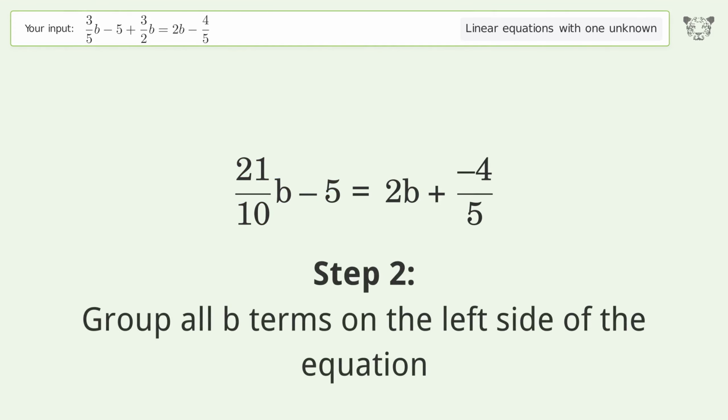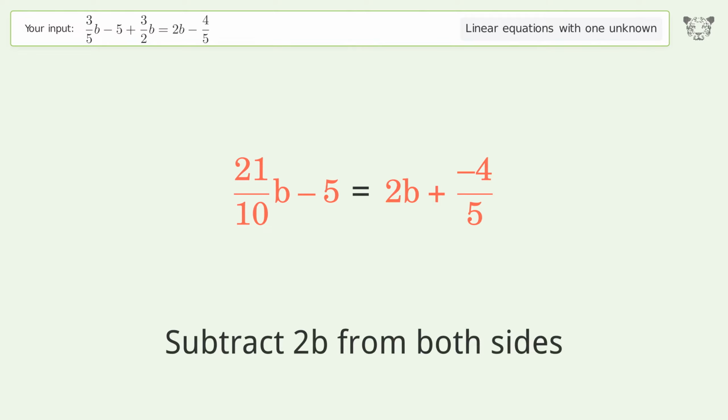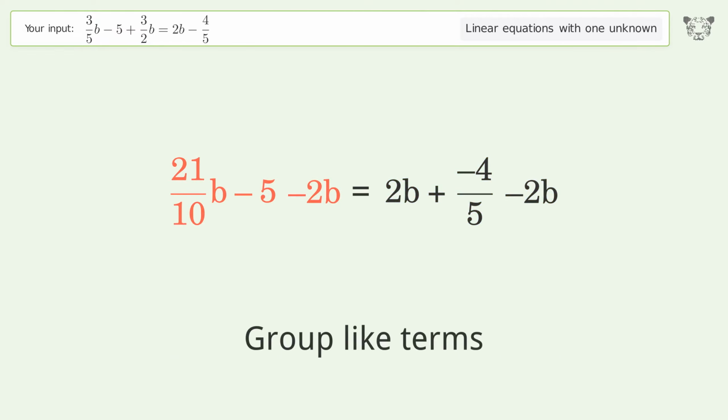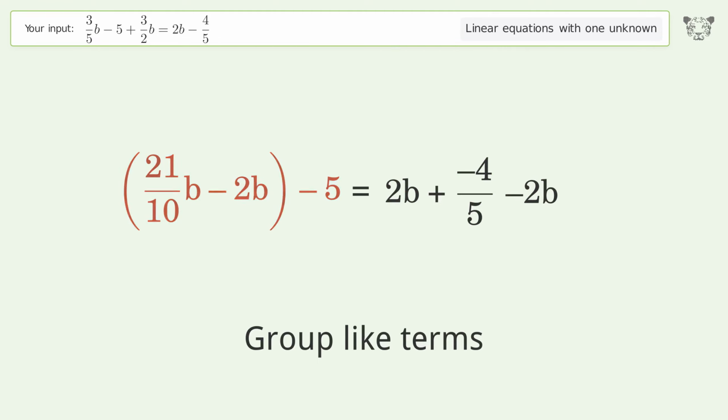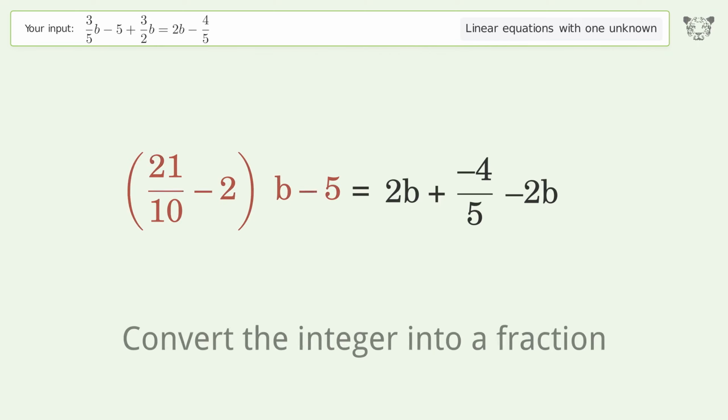Group all b terms on the left side of the equation. Subtract 2b from both sides. Group like terms. Group the coefficients. Convert the integer into a fraction.